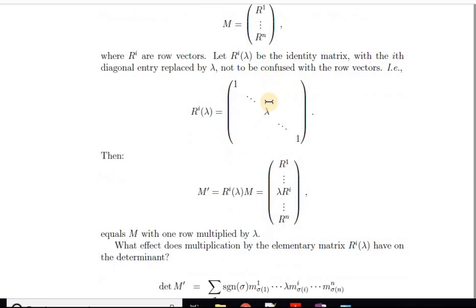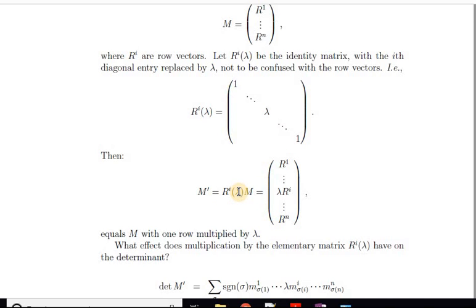Now, what's the determinant of this elementary matrix? Well, this matrix is a diagonal matrix. These are all zeros off the diagonal. And we saw previously that the determinant of a diagonal matrix is the product of the diagonal entries. What's the product of the diagonal entries? They're all 1 except for this lambda. So the product is 1 times 1 times 1 times 1 times lambda times 1 times 1, which is lambda. So the determinant of this row multiplication matrix is lambda.